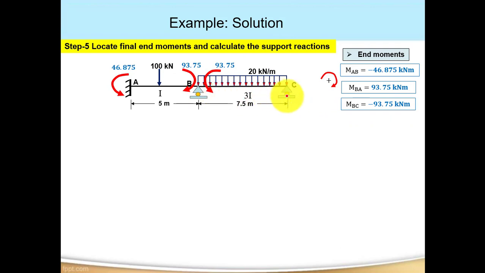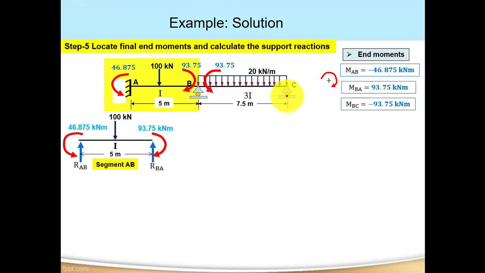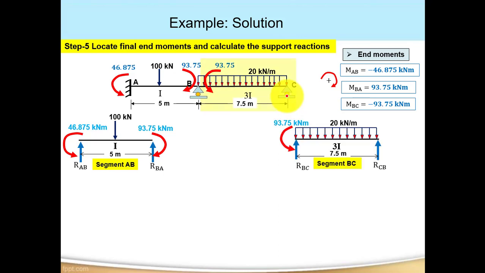Now, simply by separating the two members like this, this is segment AB, this is segment BC. Therefore, with the moments, the support reactions, and the loading conditions, we make a free body diagram like this. Now for segment AB, applying equilibrium equations, we can determine the unknown reactions RAB and RBA, the same for segment BC.